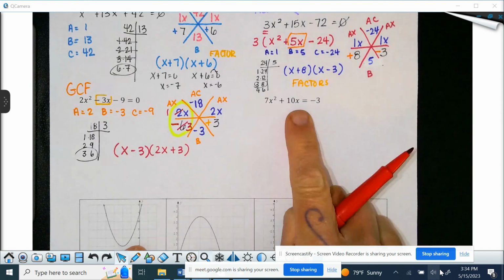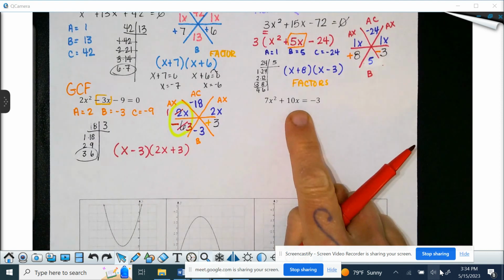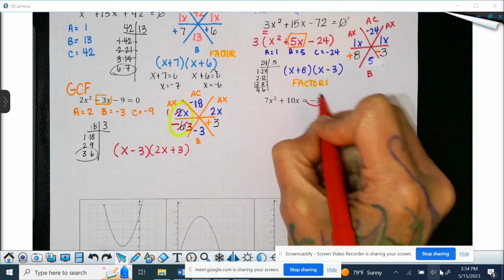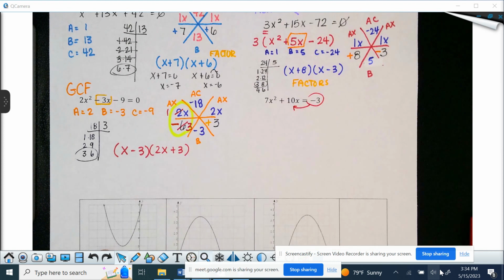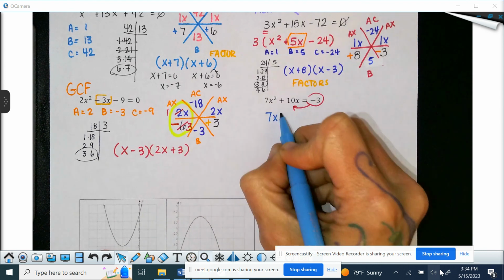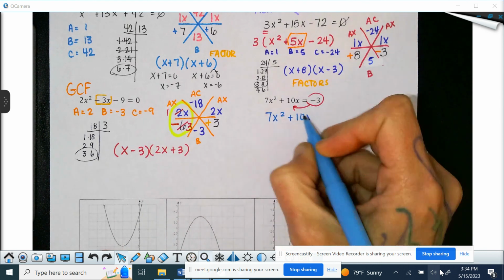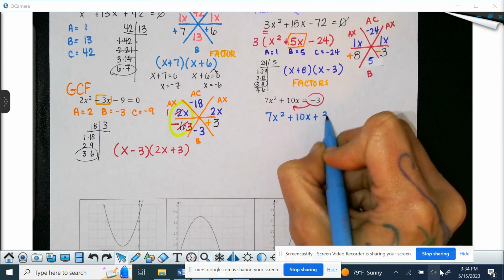What's wrong with this guy? The negative 3. We got to move it over. So what's going to happen to that negative 3? It's going to become a positive 3, right? So we have 7x squared plus 10x plus 3.